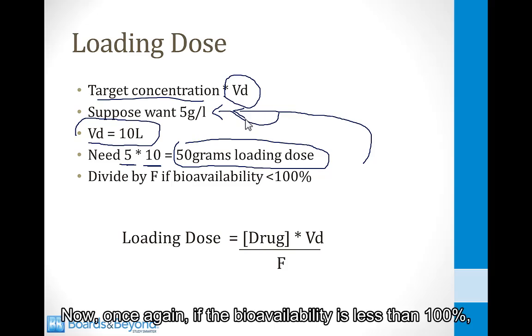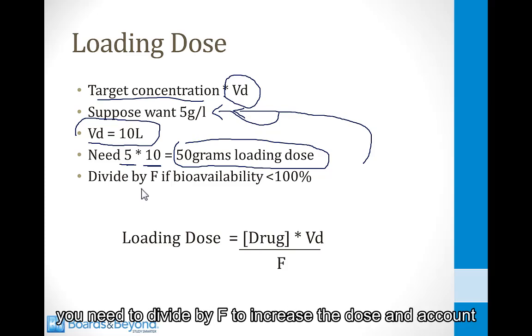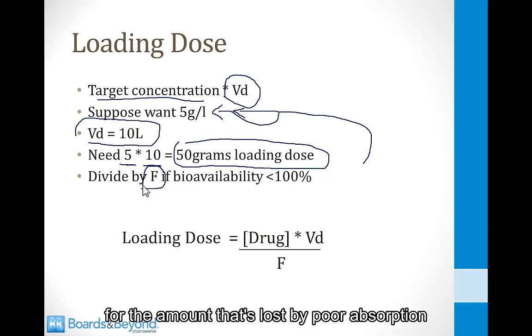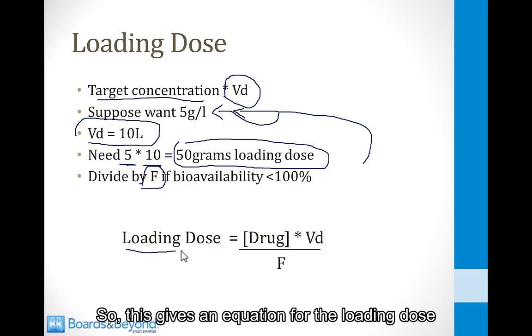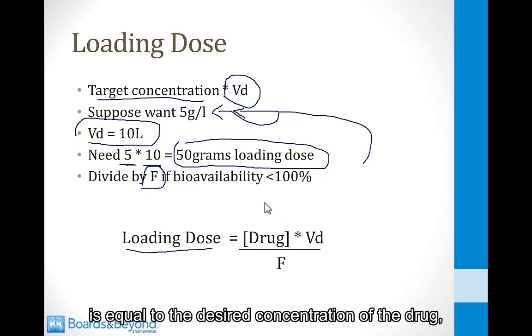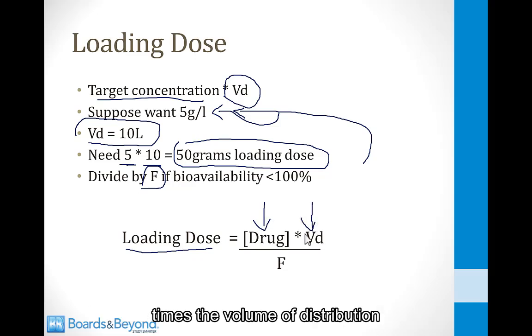Now, once again, if the bioavailability is less than 100%, you need to divide by F to increase the dose and account for the amount that's lost by poor absorption or first-pass metabolism. So this gives an equation for the loading dose: loading dose is equal to the desired concentration of the drug times the volume of distribution divided by the bioavailability F.